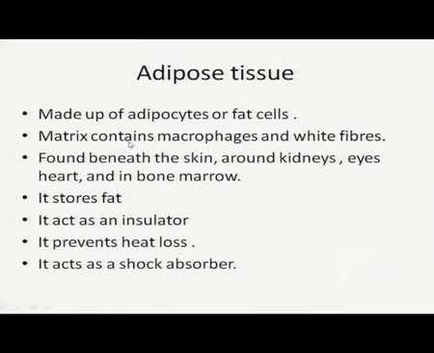The matrix of this tissue contains macrophages as well as white fibers. They are found under the skin, beneath the skin, around the kidneys, under the eyeball, and they are seen in the heart and in the bone marrow. Its function is that it stores fat, hence it can act as an insulator and it will prevent heat loss. Moreover, since it acts as a layer, it can absorb shock. So, it acts as a shock absorber.